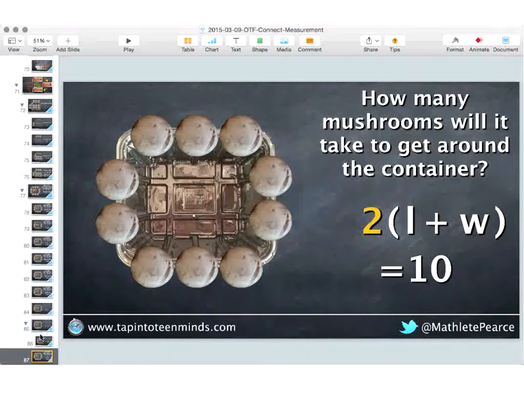Now, it might not be super obvious for some students. However, this is something that we can help them make these connections. All right, so trying to see that there are different ways to do it.